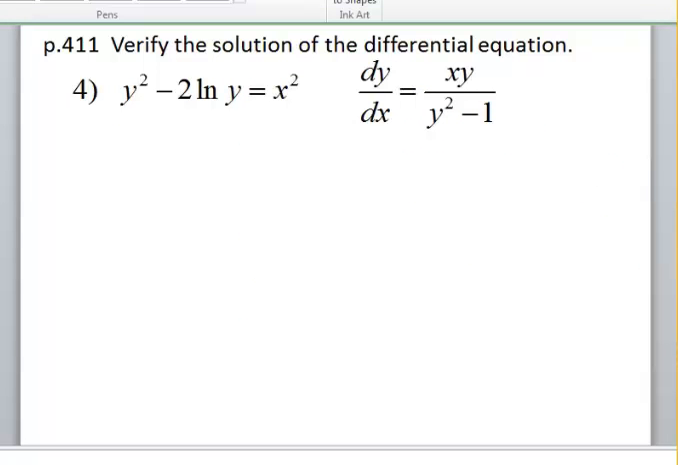This next problem, again, that's what we're doing. We're verifying the solution of the differential equation. In order to do that, I need to have what dy over dx is equal to. So I'm going to go ahead and find dy over dx here.